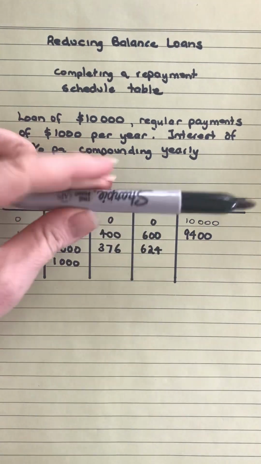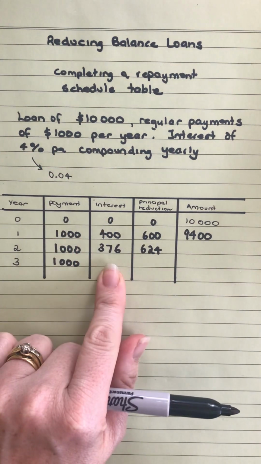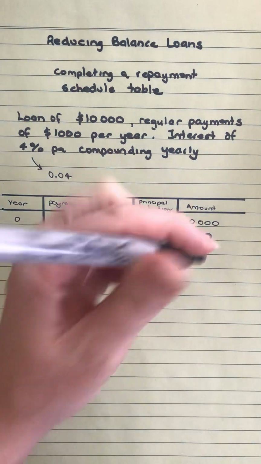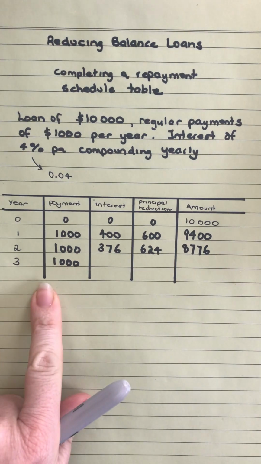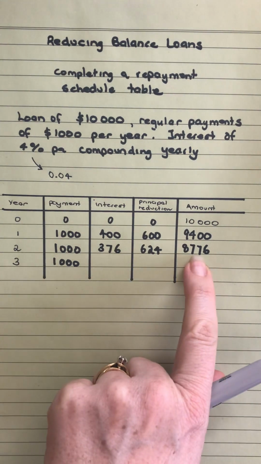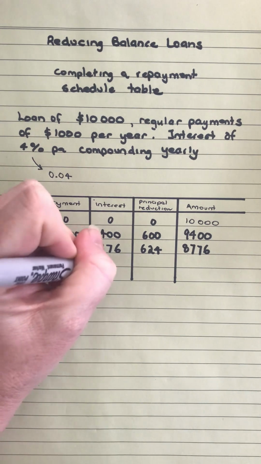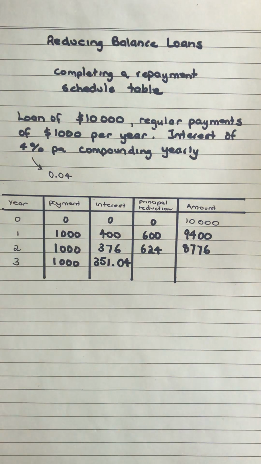So you can see as our amount is going down, our principal reduction is going up. Each time our interest is going down. So then overall we've got our 9,400 and we're taking away 624 and we get 8,776. Then the last row that we've got here, I'm now doing my interest based on the 8,776. So I'm multiplying that by 0.04. So I get 351.04.